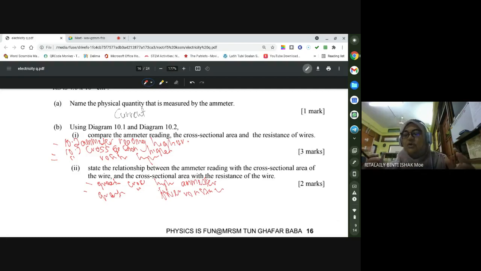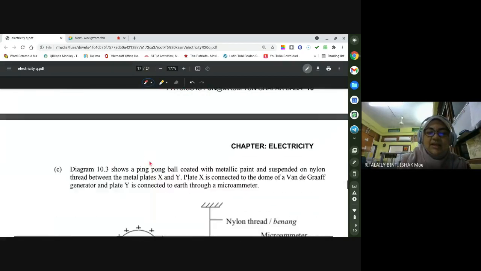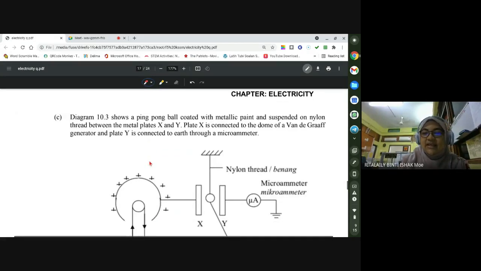So the first one for B2, greater cross-sectional area, higher ammeter reading. Okay, so that is correct. And then for number 2, greater cross-sectional area, lower resistance. So very good. Good try, Ivy. So let's look at C.